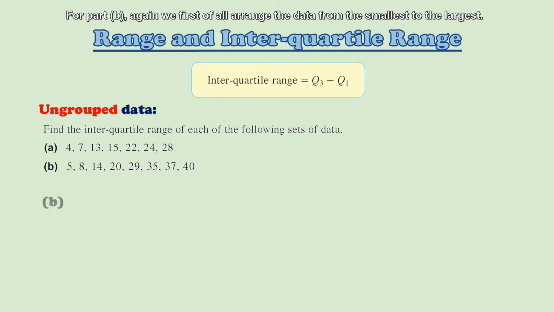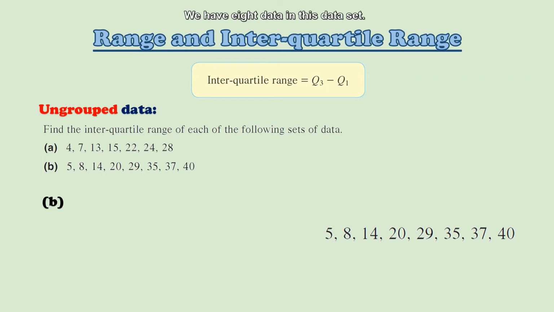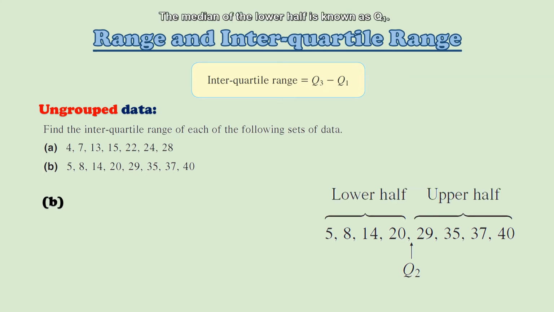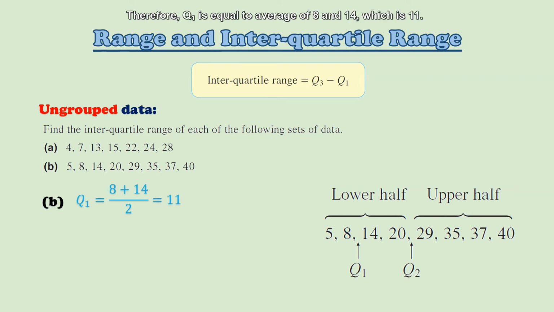For part B, again we first of all arrange the data from the smallest to the largest. We have 8 data in this data set. That means this is an even number, and we can directly separate this data set into 2 halves. The median of the lower half is known as Q1. Therefore, Q1 is equal to the average of 8 and 14, which is 11.